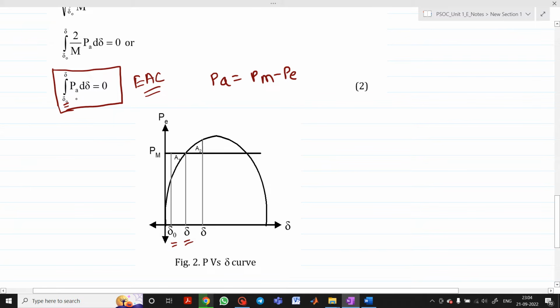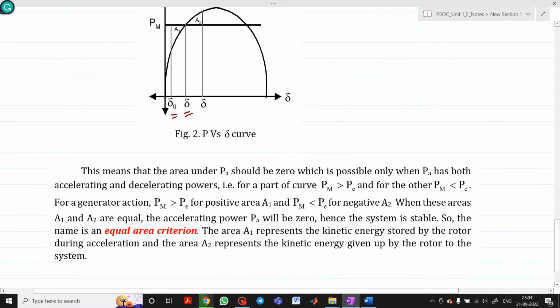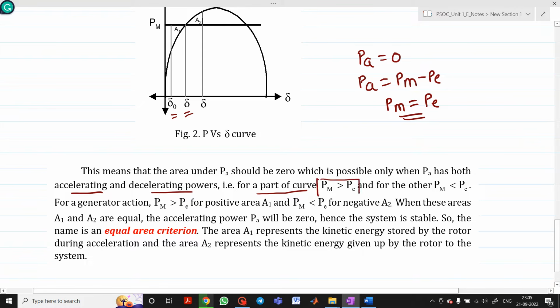Again I will repeat. The area under the accelerating power curve from the limit delta 0 to delta must be equal to 0. What you observe here is that the area under Pa should be 0. When will it be possible? When Pa will be equal to 0, you know that Pa is Pm minus Pe. So it is possible only when mechanical input power and electrical power are the same. Or on the other hand, for a part of the curve Pm is greater than Pe and for the other part Pm is less than Pe.